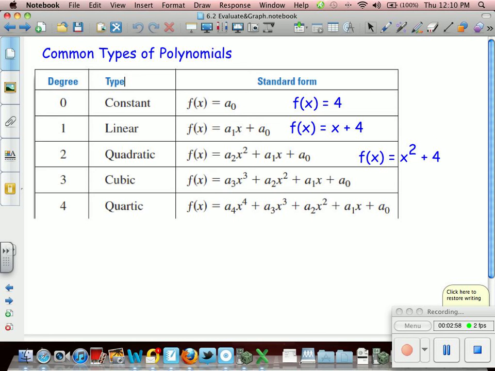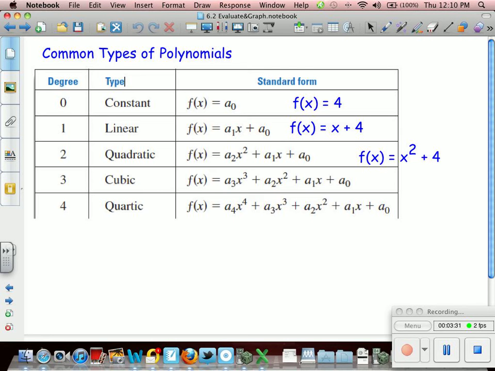So the next thing that we're talking about is a common type. In your homework, it's going to ask you what's the degree and what's the type of this polynomial. And if it is a polynomial, if it is a function is what we're looking for, you'll determine if it's a constant. A constant would be like f of x or y equals a number, like the one in here would be f of x equals 4, y equals 4. So it's a constant, and therefore it has a degree of 0.